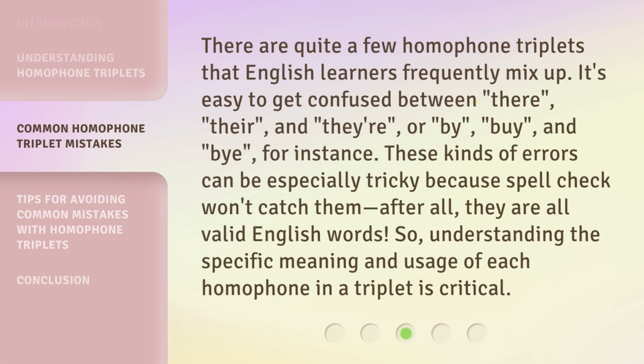There are quite a few homophone triplets that English learners frequently mix up. It's easy to get confused between there, their, and they're, or by, buy, and bye, for instance. These kinds of errors can be especially tricky because spell check won't catch them. After all, they are all valid English words. So, understanding the specific meaning and usage of each homophone in a triplet is critical.